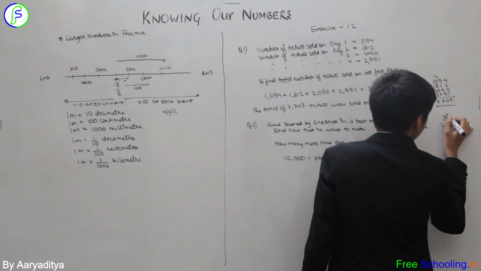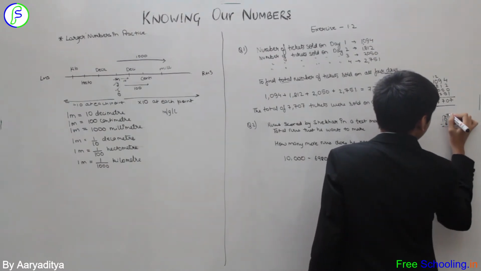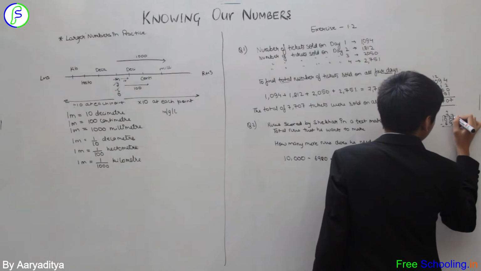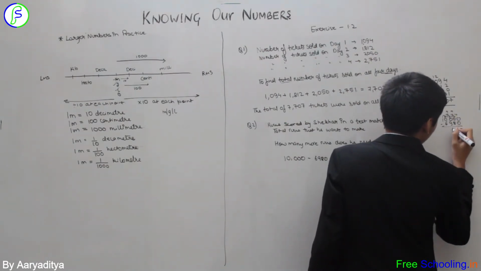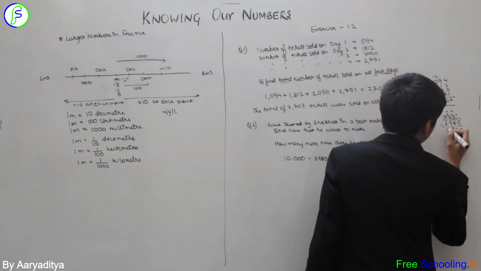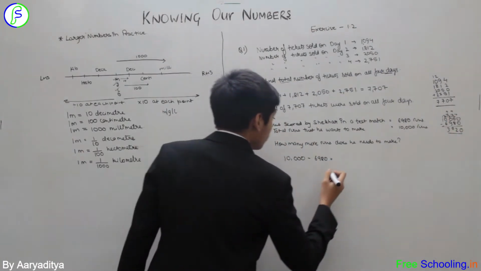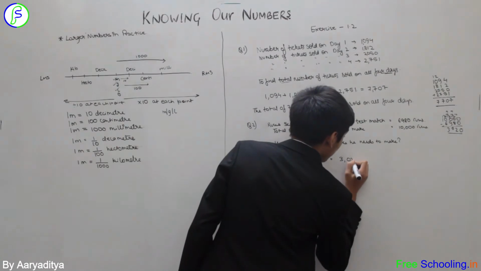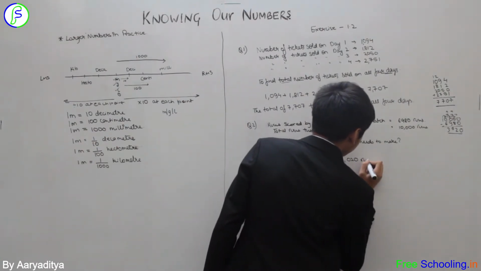We get 10, but when we pass on again a 10, it becomes 9, and then we again pass on a 10, it becomes 9. So 10 minus 8, we got 2, 9 minus 9, we got 0, and 9 minus 6, we got 3. So a total of 3,020 runs.